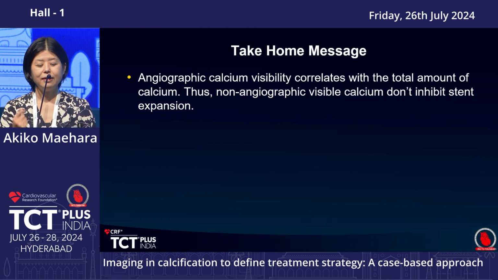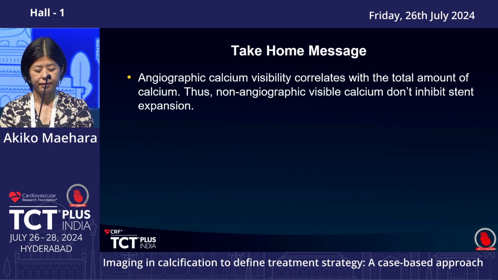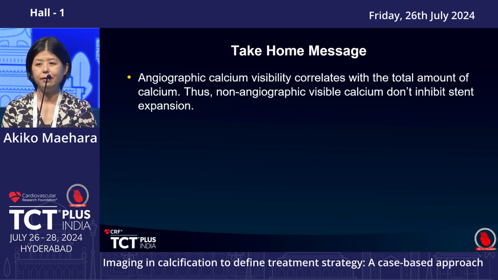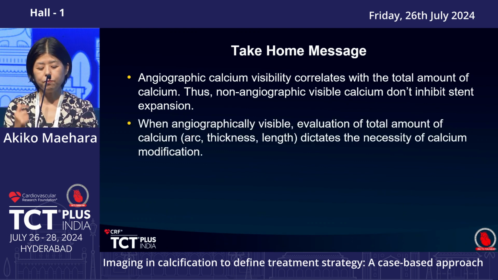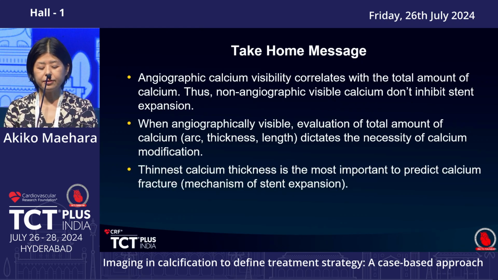To summarize, angiographic calcium visibility correlates with the total amount of calcium. Therefore, non-angiographically visible calcium doesn't inhibit stent expansion. Starting with the angiographic appearance is important. Number two, when you see angiographically visible calcium, evaluation of the total amount of calcium, arc, thickness, and length dictates the necessity of calcium modification. That's important. Thinnest calcium thickness is the most important to predict calcium fracture. That is really the mechanism of good stent expansion in the calcified region.